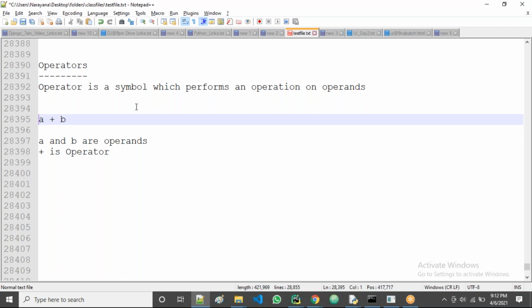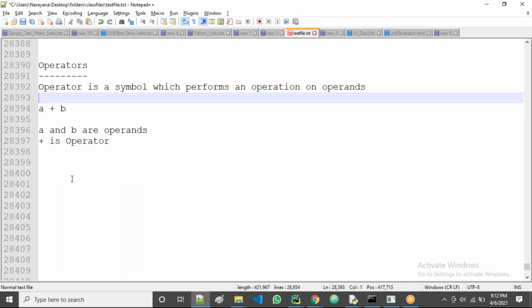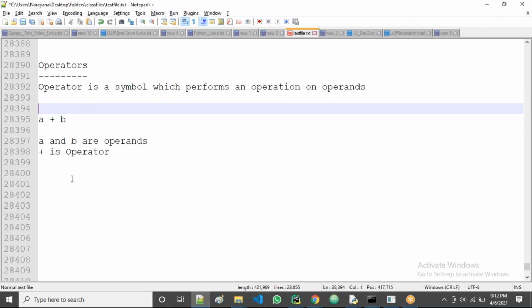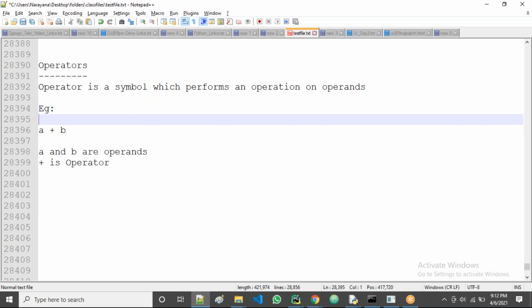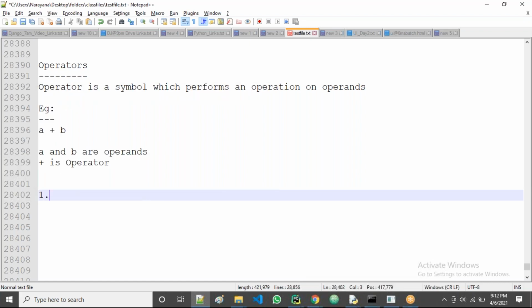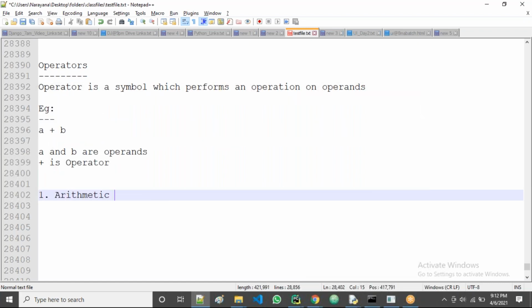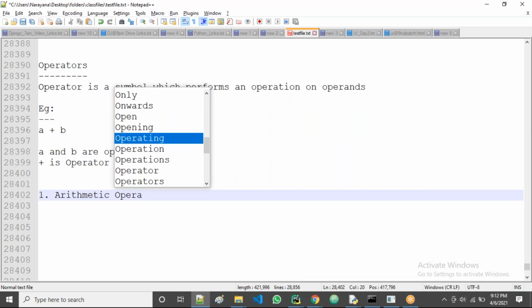That's fine. Now what are the different types of operators we have? Python supports different types of operators, guys. Let us see some types here. The first one is arithmetic operators.